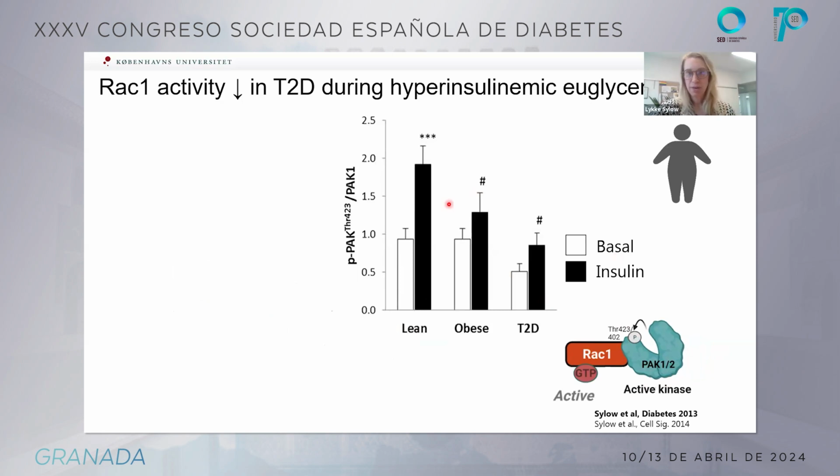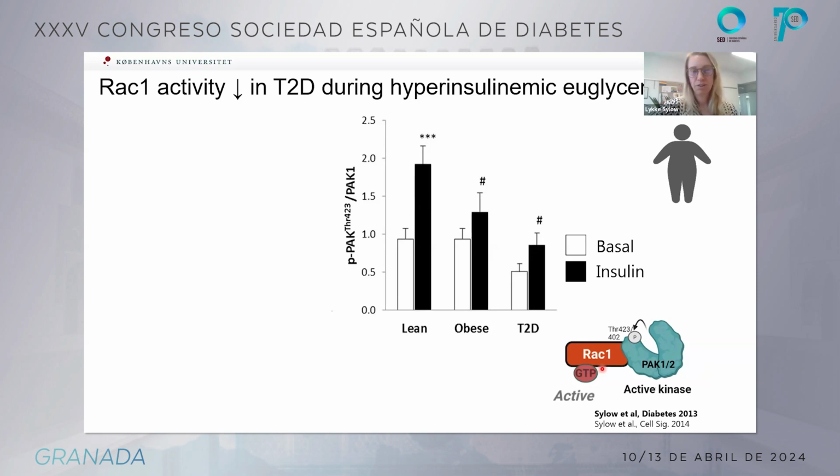So we took muscle biopsies in humans that were lean or had obesity, or patients with type 2 diabetes at baseline and following a hyperinsulinemic euglycemic clamp. And here it was really clear that there was sort of a stepwise decline in insulin's ability to activate RAC1-induced signaling.